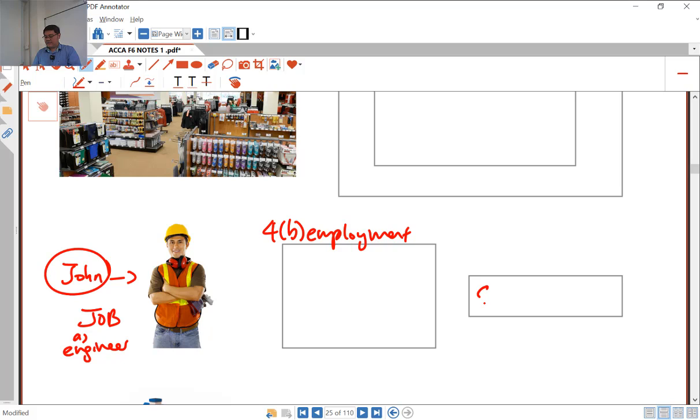Now, what we do is John will need to determine at the end of the year how much is the statutory income that he will get. SI is statutory income. He will get it from his employment.